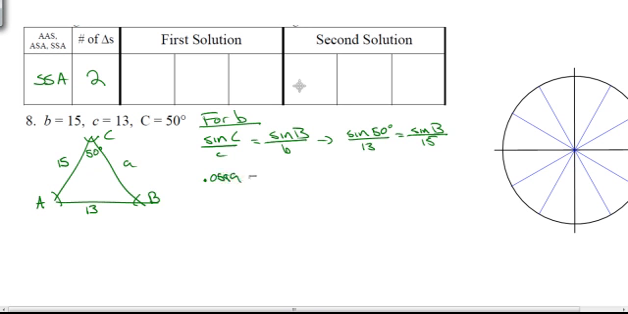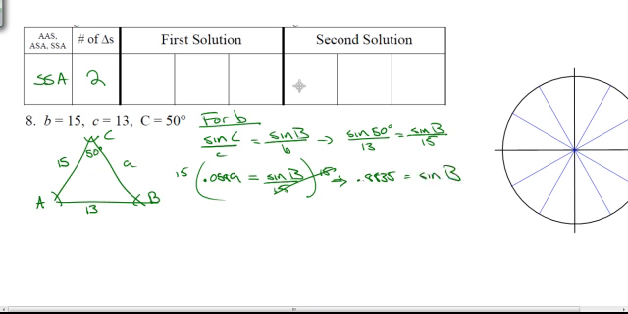0.0589 equals sine of B over 15. So now this is the algebra part that gets much easier. Multiply 15 on both sides so you can clear and isolate this sine of B. If I multiply 15 times 0.0589, that gives me 0.8835 rounded off equals sine of B.